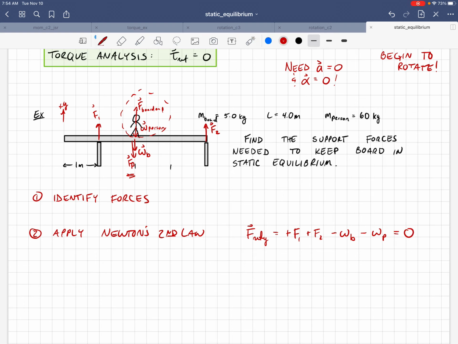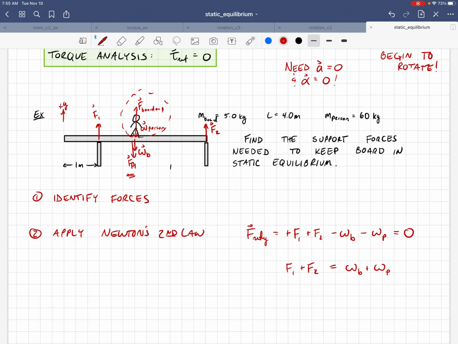So what we get from Newton's second law is that the combined two forces, F1 and F2, have to equal the weight of the board plus the weight of the person, which in this case, the masses are 65 kilograms total times 9.8, that's 637 newtons.